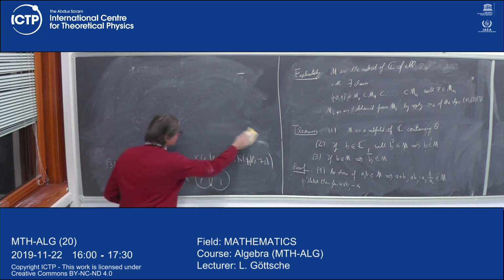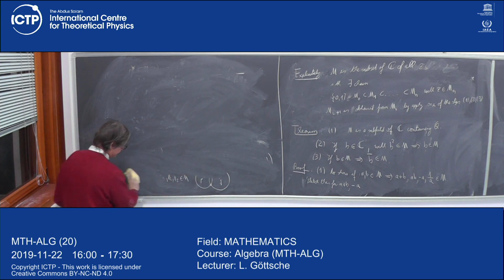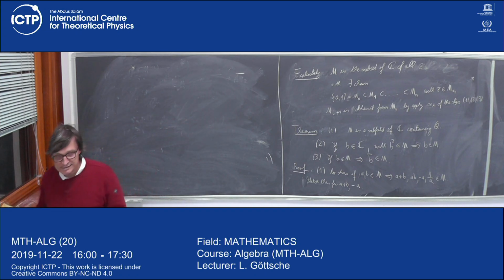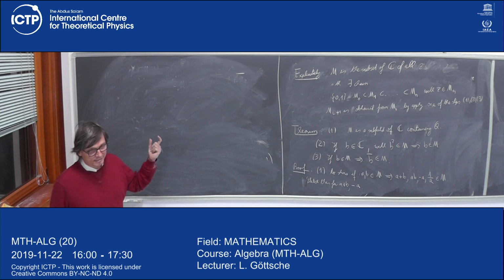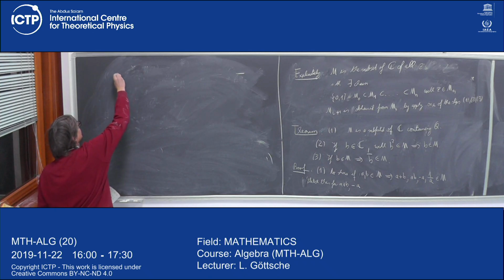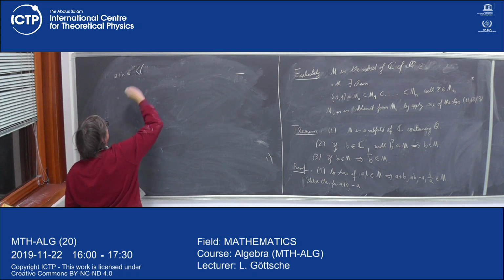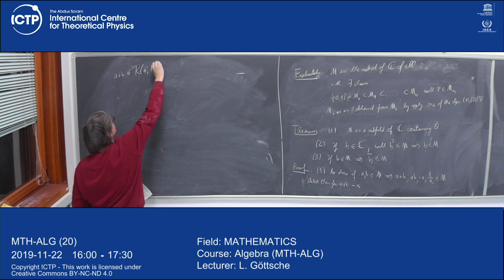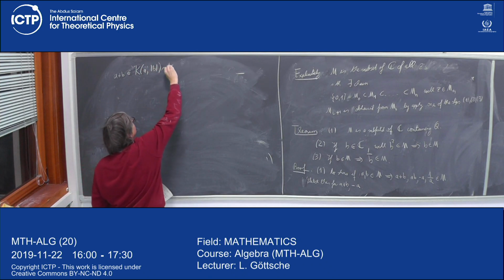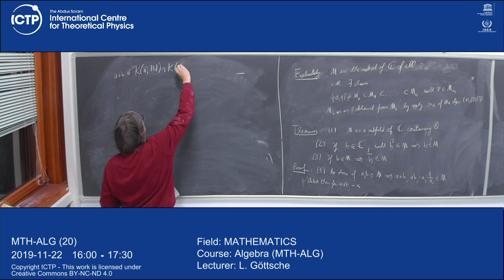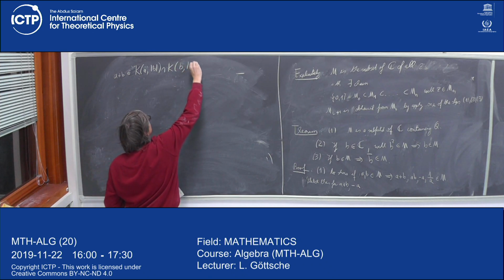What can you say about A plus B? The distance of A plus B from A is the length of B, and the distance of A plus B from B is the length of A. So that means A plus B is an element in the circle around A of radius B intersected with the circle around B of radius A.